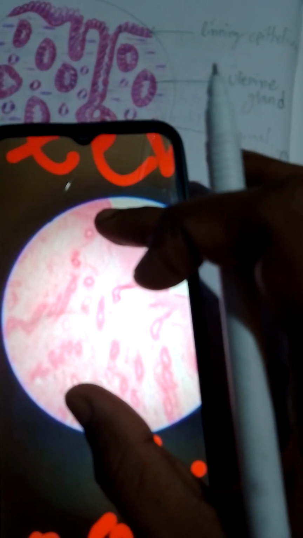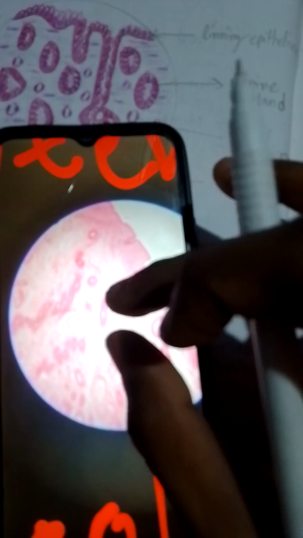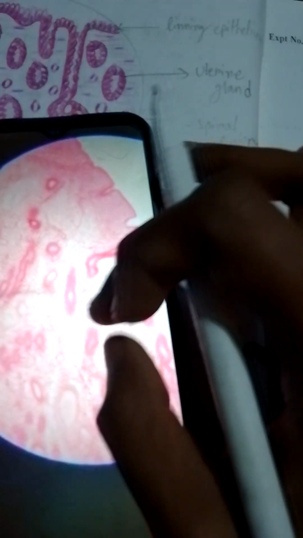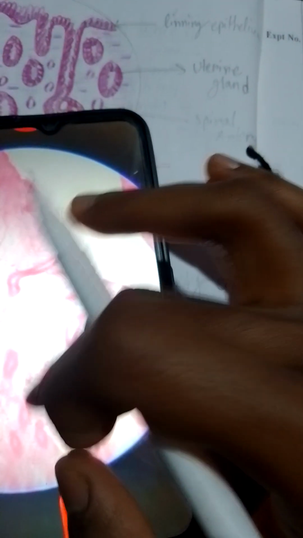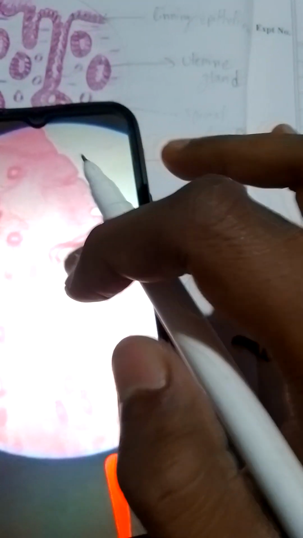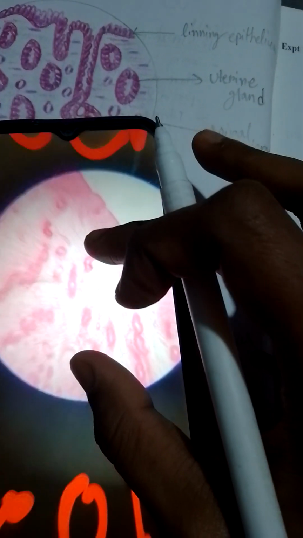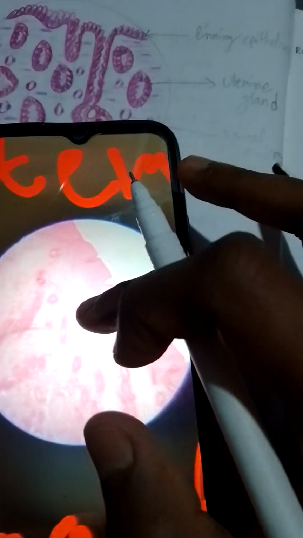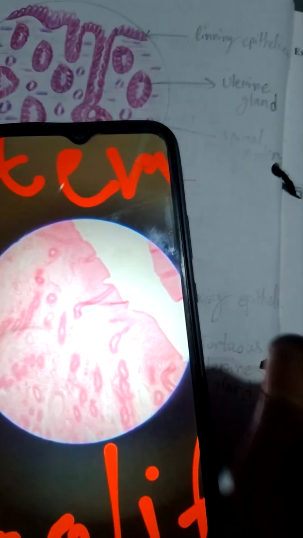In the secretory phase they become much thicker and tortuous, and many more blood vessels are also present. In the secretory phase there are many more blood vessels and much thicker uterine glands. So this is the secretory phase of the uterus.